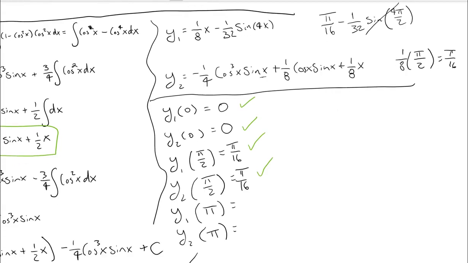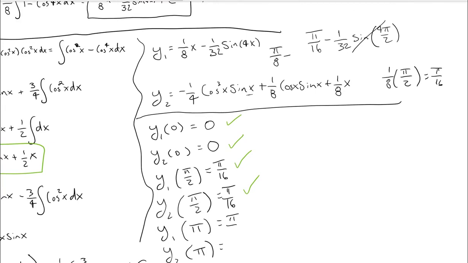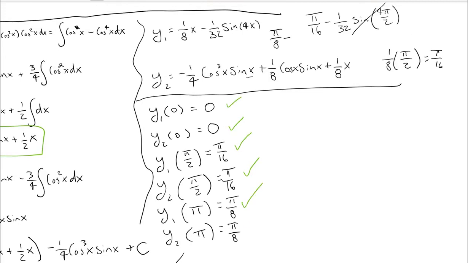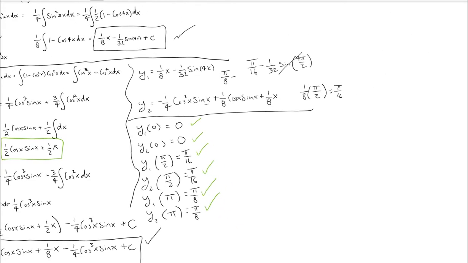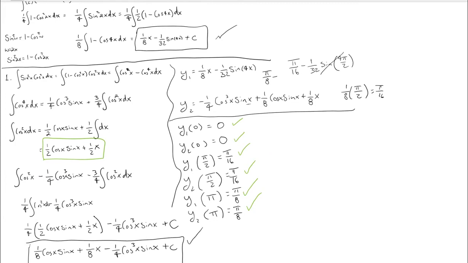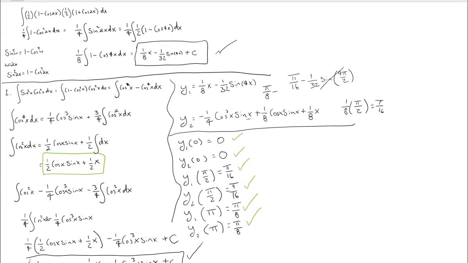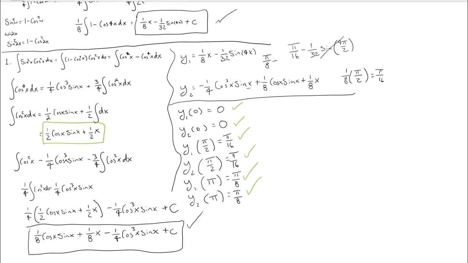Now we could plug in a pi, and we would get here pi over 8 minus something times sine of 4 pi, which is 0. So then we would get pi over 8. And now we could do the same thing down here, and we would get something times sine of pi is 0, plus something times sine of pi is 0, plus pi over 8. And it appears that these are the exact same functions. You could obviously graph them, or even manipulate them using your trig identities, and you would see that they are indeed equivalent.